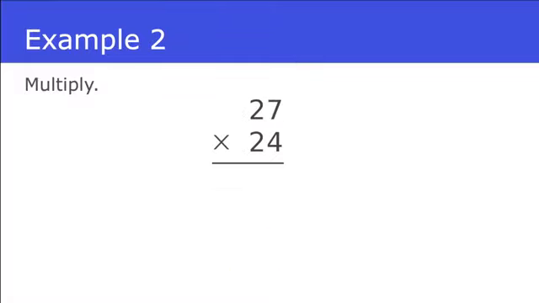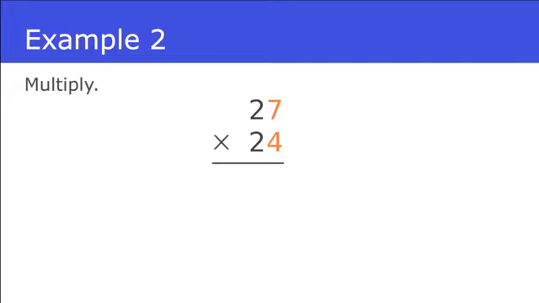Let's try another one. This time we have 27 times 24. Again, the numbers in our multiplication problem are stacked vertically, so we can start our multiplication. 24 is 2 tens and 4 ones, so we're going to multiply 27 by each of those parts separately. We can start by multiplying 27 by the 4 ones. So, multiply 27 times 4.